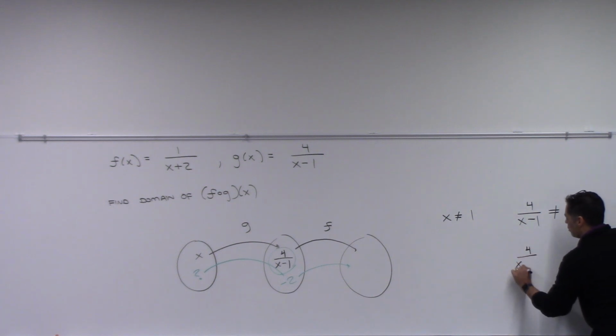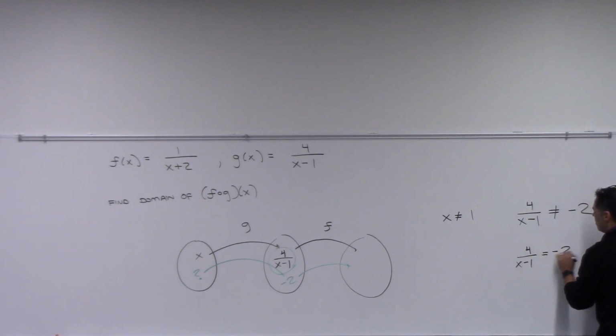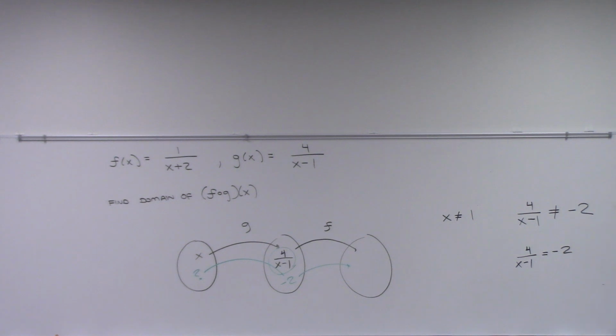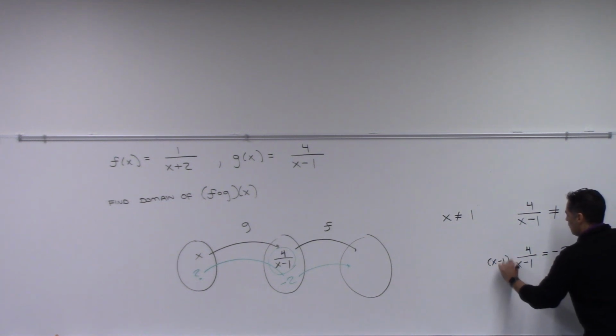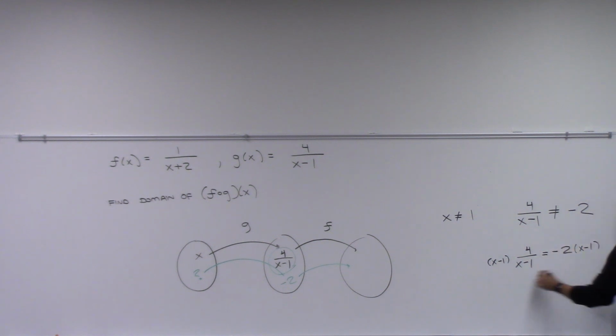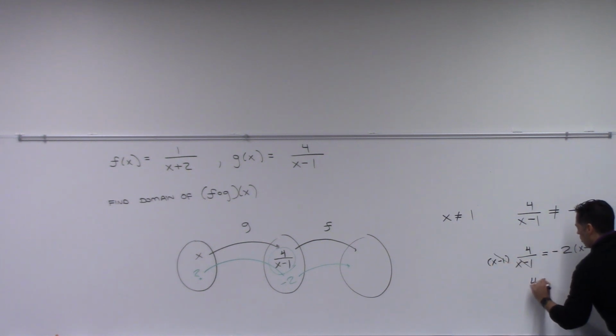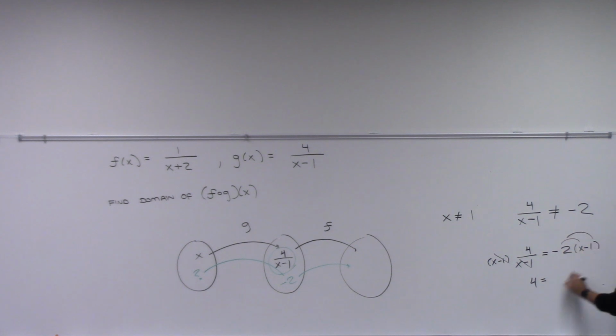So solve that equation real quick. This is an equation, not an inequality. So let's multiply both sides by x minus 1. Cancel, cancel. We get 4 equals over here. Distribute. Negative 2x plus 2.